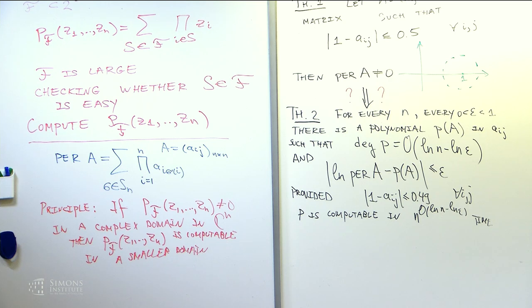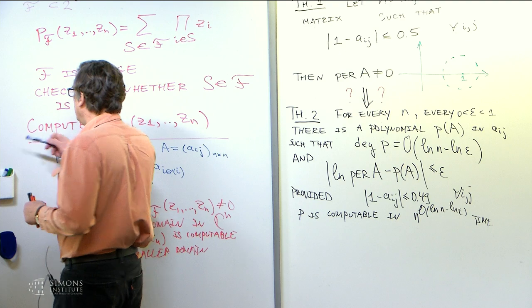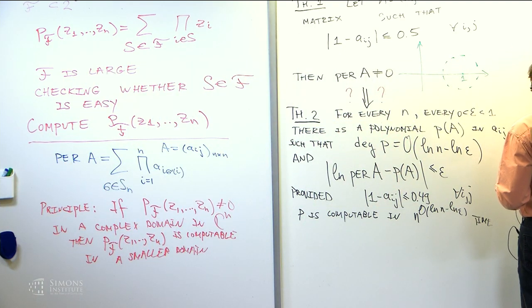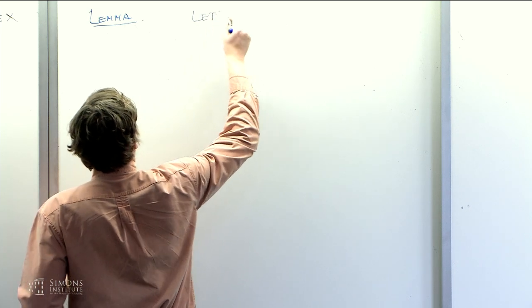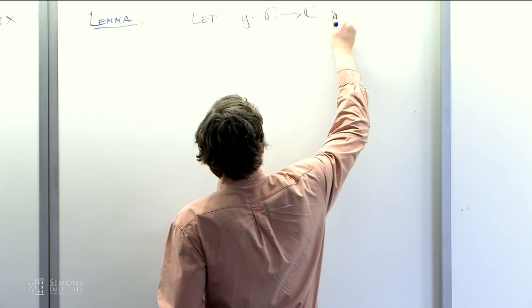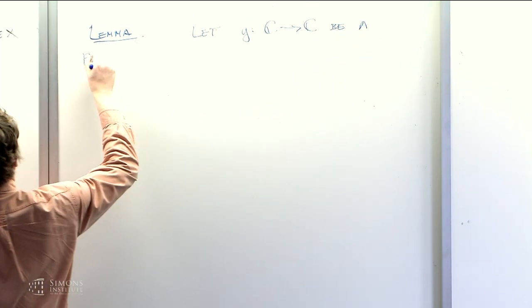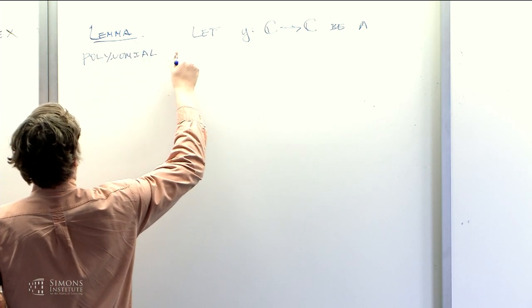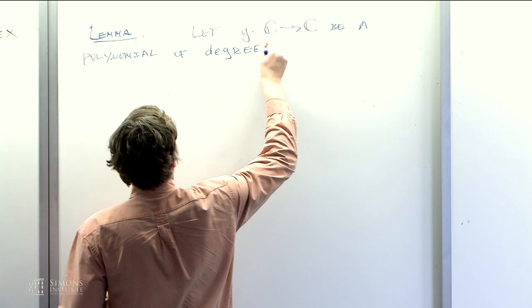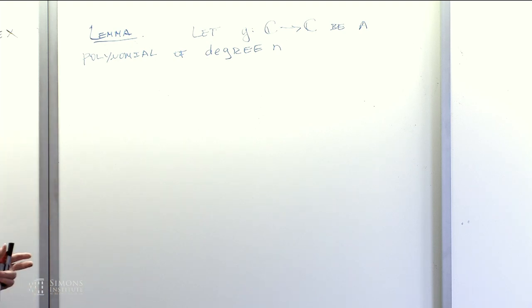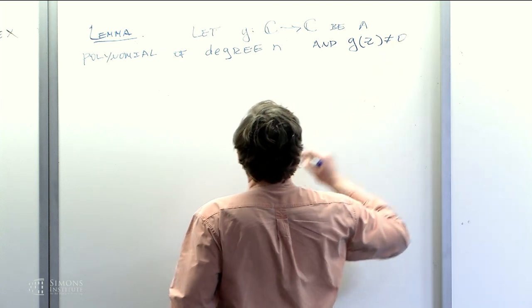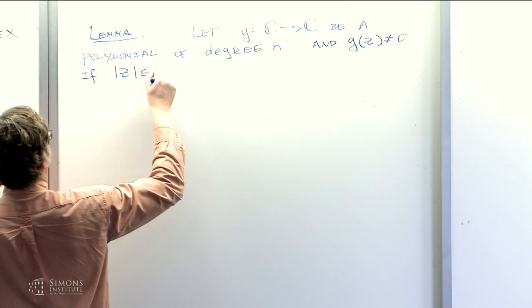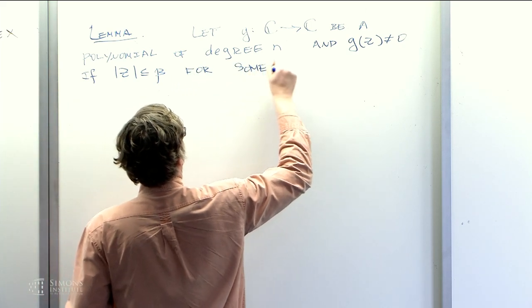Right, so it all hinges on the lemma, which is not much of a lemma, but as some people say, a trivial but useful remark. Right. So the lemma goes as follows. So let G be a univariate polynomial of degree n. And it so happens that it's non-zero in a disk of radius beta, centered at the origin, for some beta strictly greater than 1.